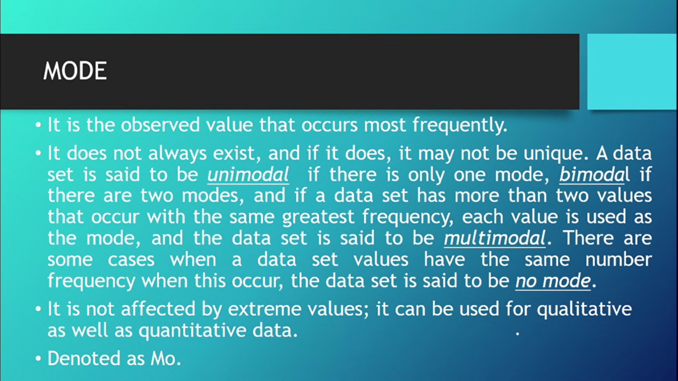There are some cases when the data set values have the same frequency. When this occurs, the data is said to have no mode. And it is not affected by extreme values. It can be used for qualitative as well as quantitative data. And it's denoted by MO. Okay, so we have here the mode denotation.